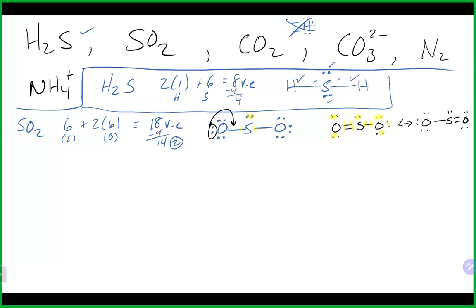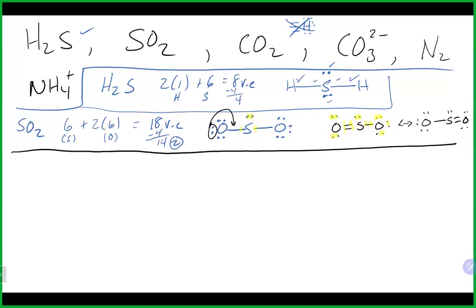Any questions on that one there? Can't tell you how many people will have double bonded both sides of this with no dots or anything like that. So again, make sure you follow sort of the order there, and it should get you to a good picture. All right, CO2. We got 4 for the carbon, 2 times 6 for the oxygen.